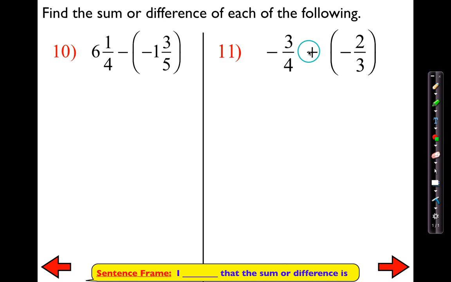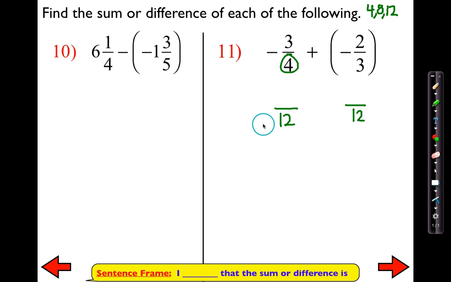I'm going to first check the largest denominator, which is a 4. Okay, can 3 be made into 4? Nope. Next multiple is 8. Can 3 be made into 8? Nope. Next multiple is 12. Can 3 be made into 12? Yes. So 12 is going to be our lowest common multiple.